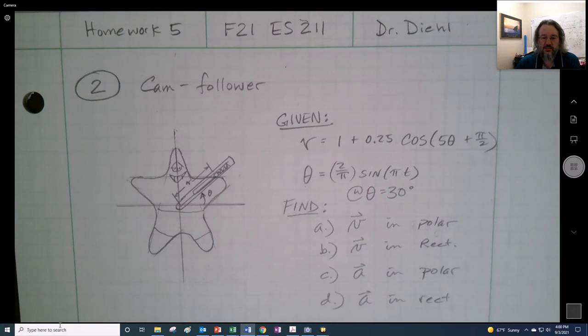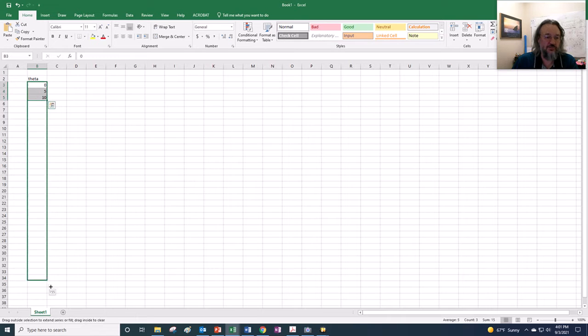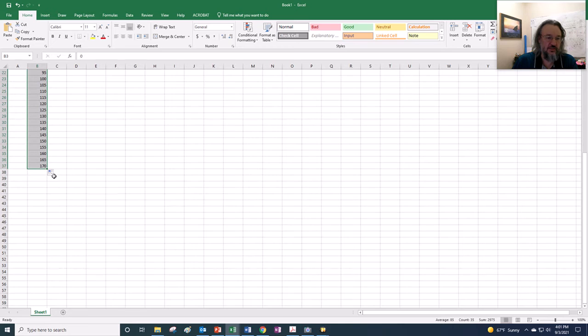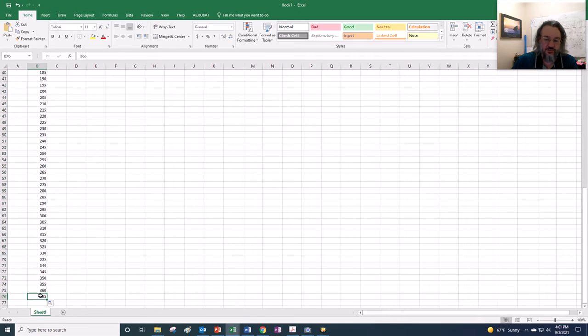But let's go to Excel and take a look real quick at a little proof that this is actually a star. The best way that I know to demonstrate this is to take this theta right here and make it from increments of 5 degrees, and we want to get to 360. So I'm going to drag this down until we get to 360. I have to do more. All right, there you go, 360.